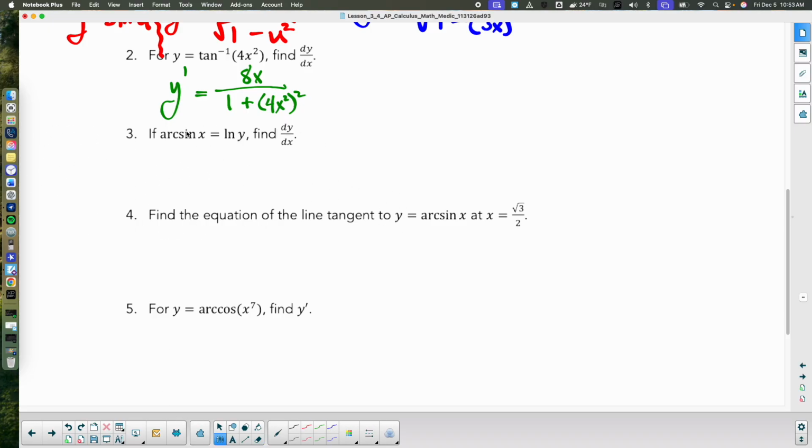Implicitly, I would do the derivative of arc sine of x on the left, which we already wrote down once. And then on the right would be the derivative of natural log of y. The derivative of natural log of anything is 1 over that item times the derivative of that item, which would be y prime. And so then we would just multiply both sides by y, and that would be the derivative.